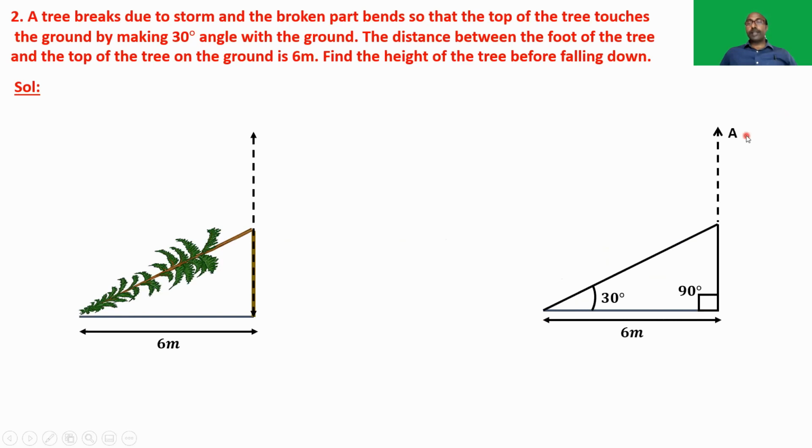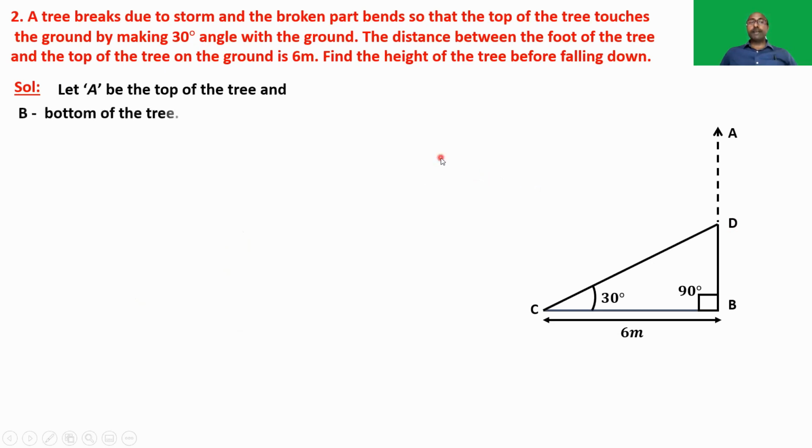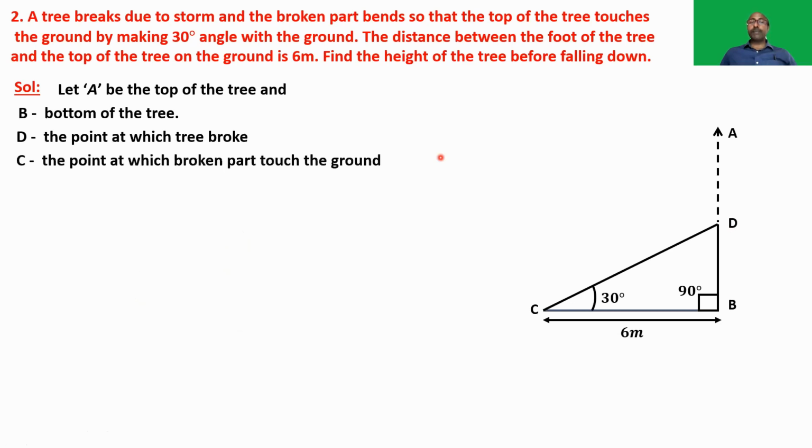Let A be the top of the tree, B be the bottom of the tree, C the point of observation, what you see here? The point at which the broken part is touching the ground. Okay. And this is the broken point. Now, first write what is what. A be the top of the tree and B is the bottom of the tree. D is the point at which tree was broken. C is the point at which broken part touched the ground.